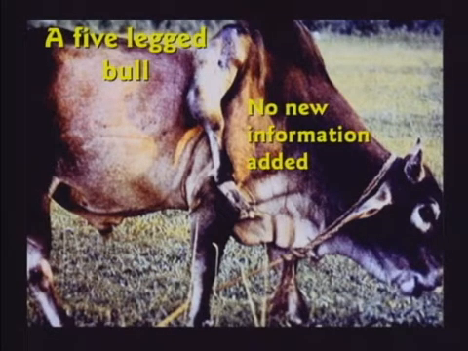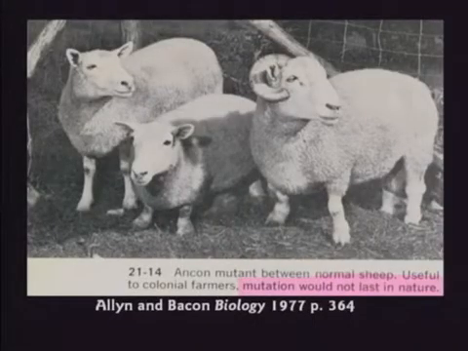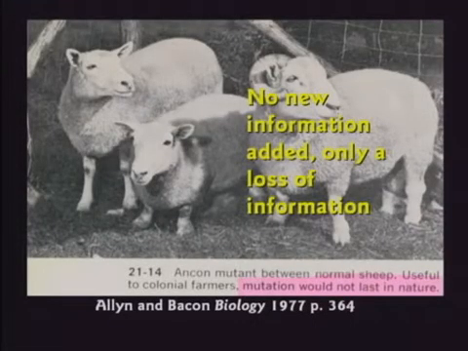Getting an extra leg is not new information. It's a scrambling of existing information. Doesn't the bull already have legs? So it just made one in the wrong place, that's all. Here's a short-legged sheep. That's a mutant. No new information is added, though. That's a loss of information.